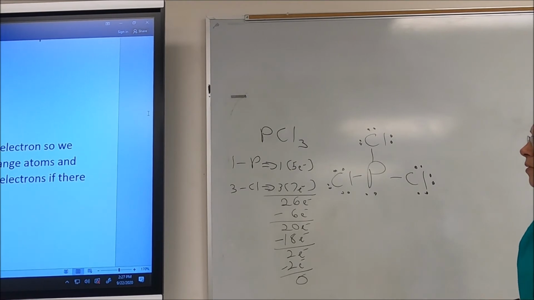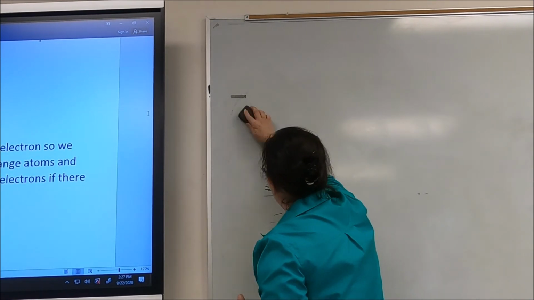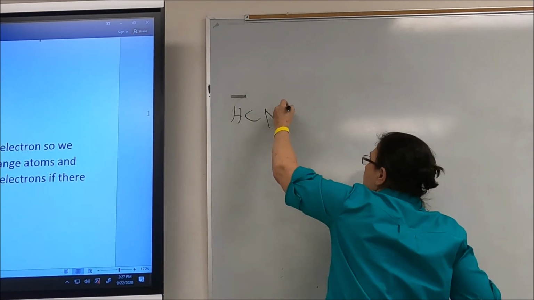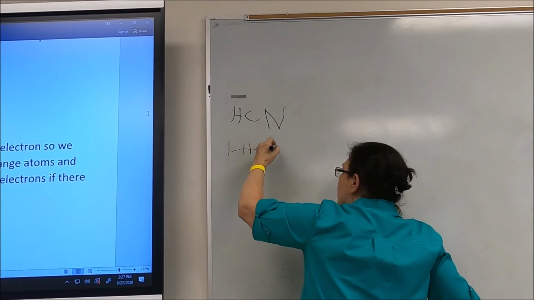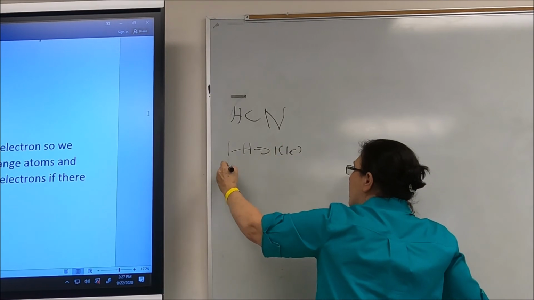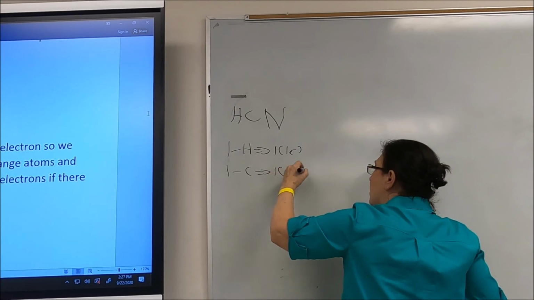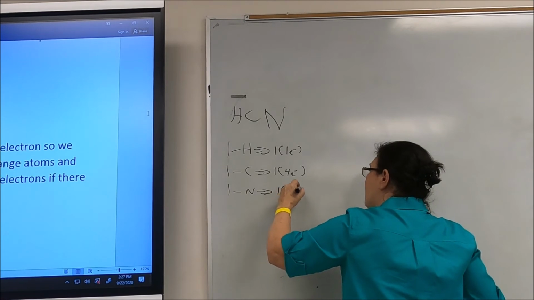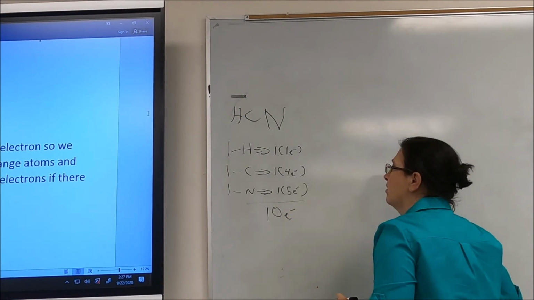Now let me show you hydrogen cyanide. Okay? I've got one hydrogen at 1 electron. I've got one carbon at 4 electrons, and I have one nitrogen at 5. 5 and 4 is 9, and one more, that's 10 electrons.